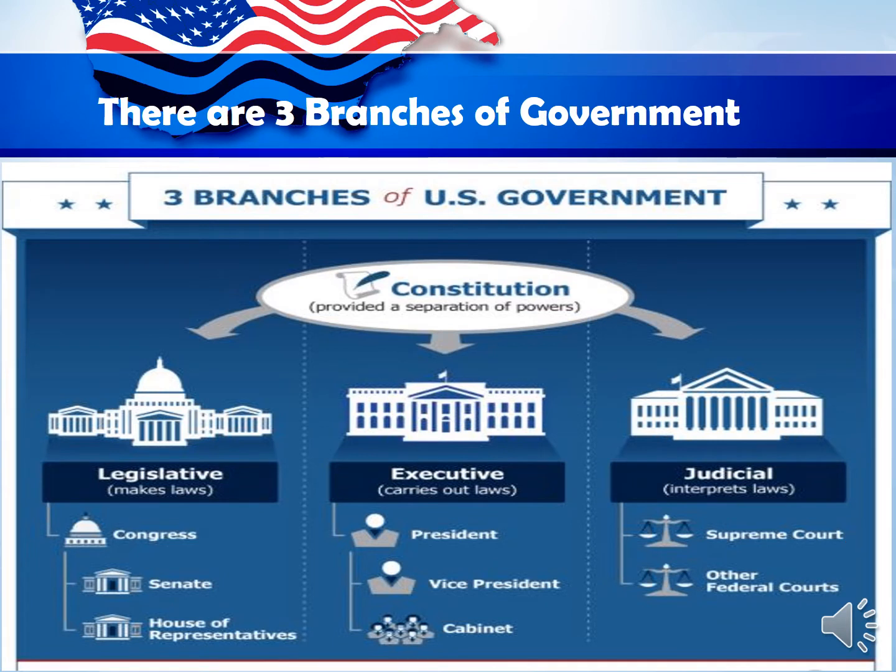These are the three branches of government. I will go over them in more detail, but just a quick overview. The three branches are legislative, which makes laws, executive, which carries out the laws, and judicial, which interprets the law. So let's take a look at them one at a time.